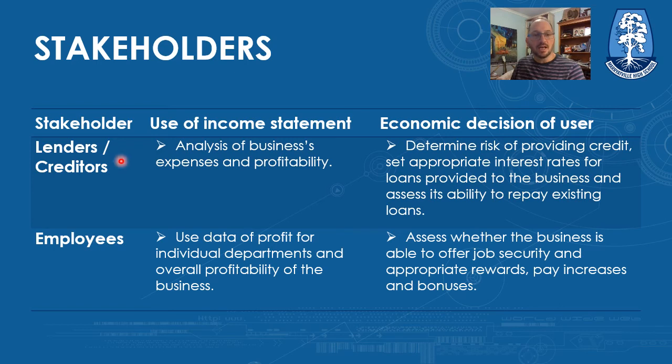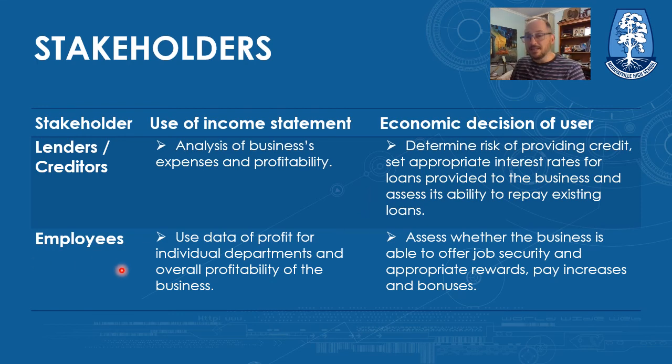Other stakeholders, lenders and creditors, of course, want to know the bottom line profit of any business to know if they can afford the loan. So they are assessing risks when they are providing credit to make sure that a business can afford to repay their existing loans and the loan that they are applying for.